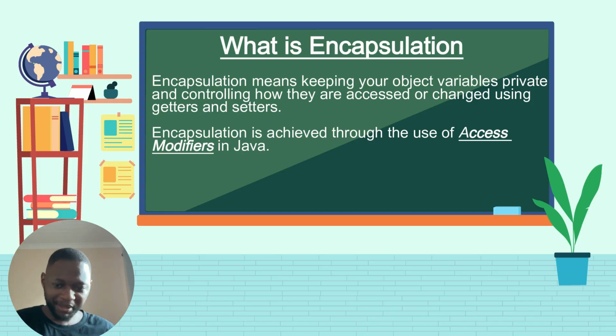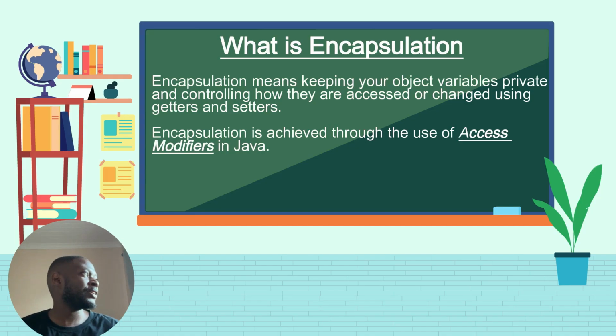So we're back again on what is encapsulation. Encapsulation means keeping your object variables private and controlling how they're accessed or changed through the use of getters and setters. Encapsulation is achieved through the use of access modifiers in Java.